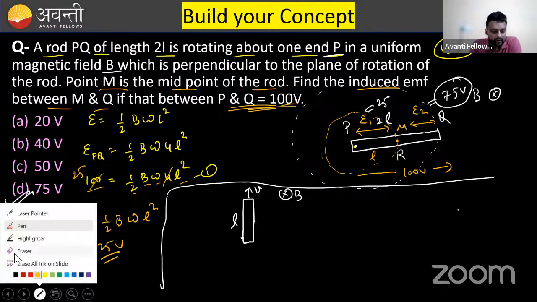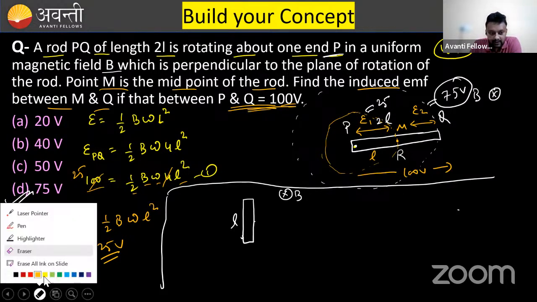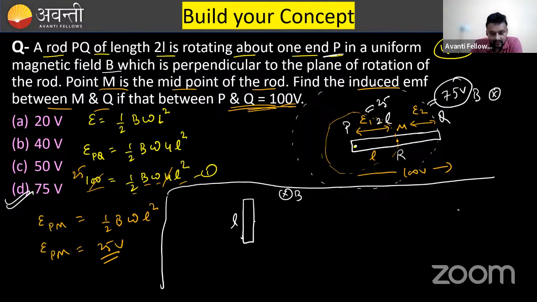Now coming back. Listen to me very carefully. I am changing the diagram. The diagram that you have seen in your classes should be something like that. In that situation, EMF is BLV.